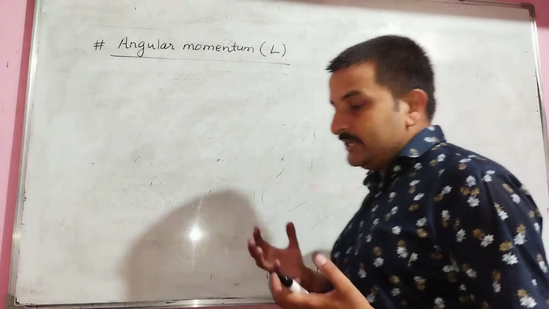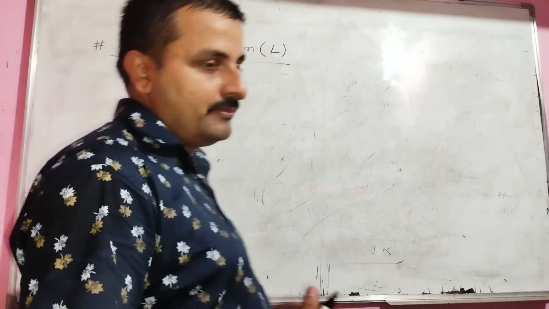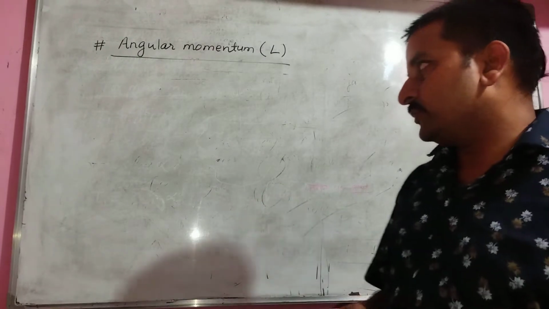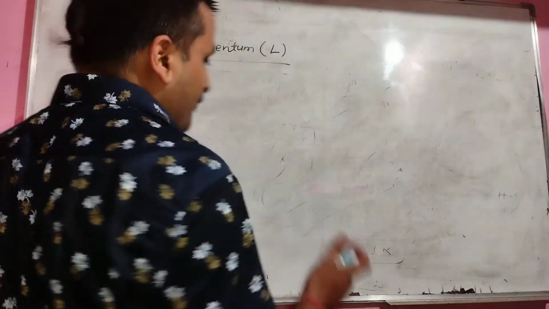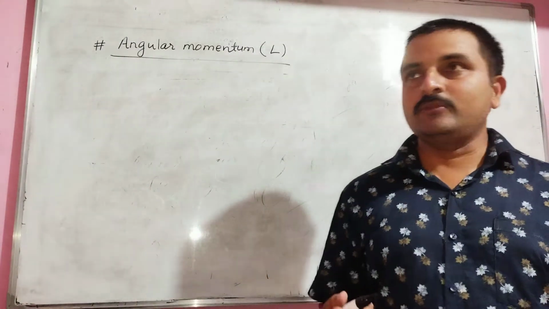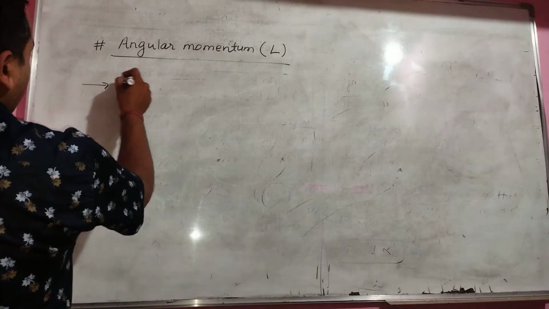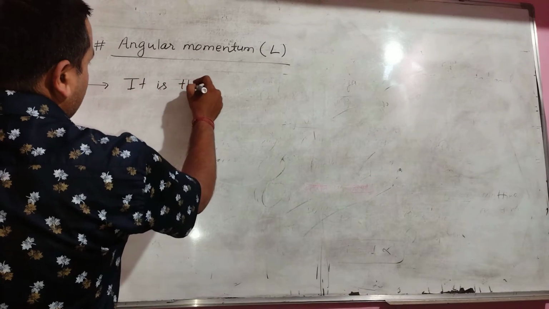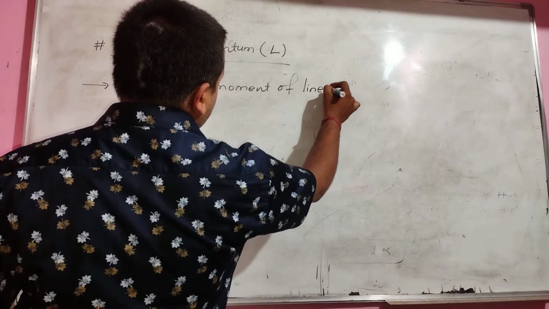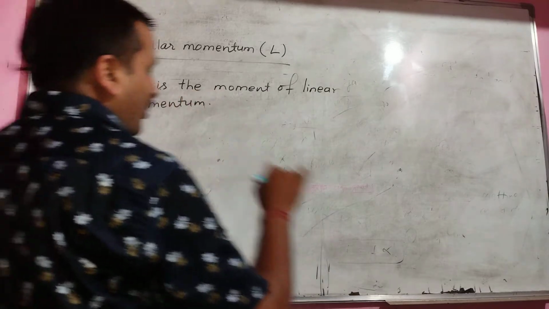But before that, it is necessary for us to understand what exactly angular momentum is. Then it would be easier for us to understand that principle also. So angular momentum is simply the momentum of the body when the body is in rotational motion. But in defining it, it is the moment of linear momentum.